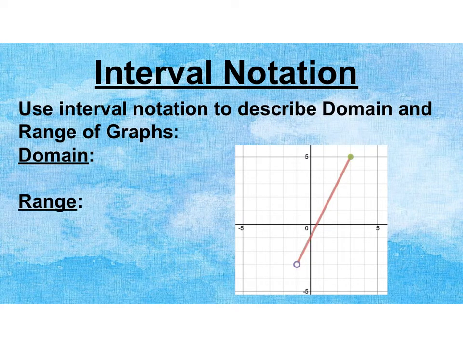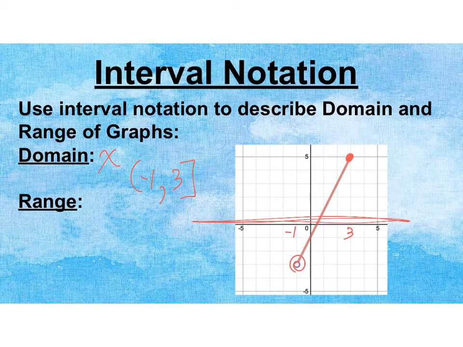Let's try an example to try and figure out domain and range. So remember, domain is our x. So if I'm thinking along sort of this number line of x, x here is -1, x here is 3. X is not included with this open circle, but it is included with this closed circle. So my domain is -1 with a soft bracket to 3 with a hard bracket.